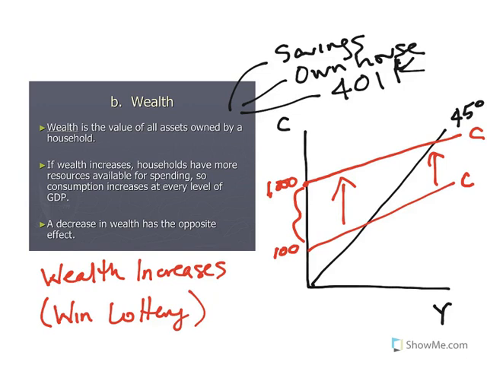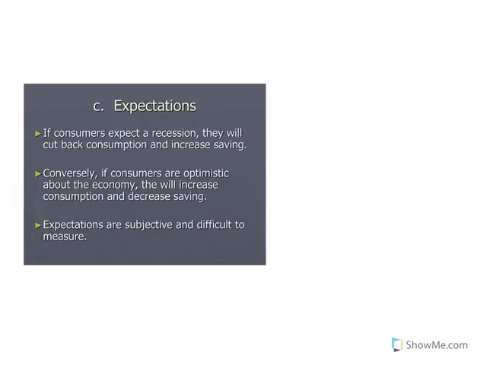So let's say, for example, that the wealth I was talking about was the equity in my home. Let's say that I had $200,000 of equity in my home, and then suddenly the housing market collapsed and all that equity went away. That would be the same thing as saying my wealth has decreased, which would cause my autonomous consumption to decline. So again, anytime you have a change in wealth, it's going to shift the consumption function. You are not going to move along the curve.